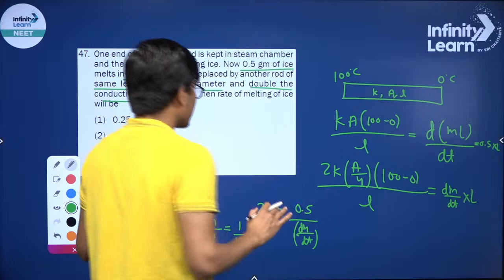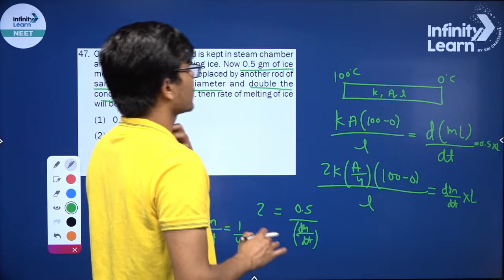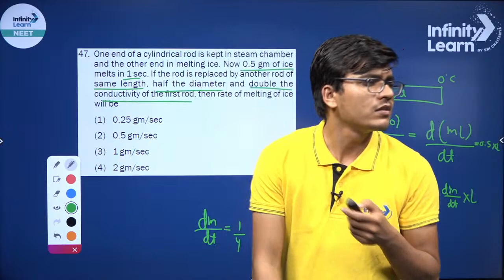I guess there is a calculation mistake. Can we check half of the diameter? Okay, so then the rate of melting of ice will be double the conductivity. I don't think there is any mistake. 2 will go up. I guess it's right. Right? No, sir, continue. It's right, right? First option should be right. All right, moving to the next question.